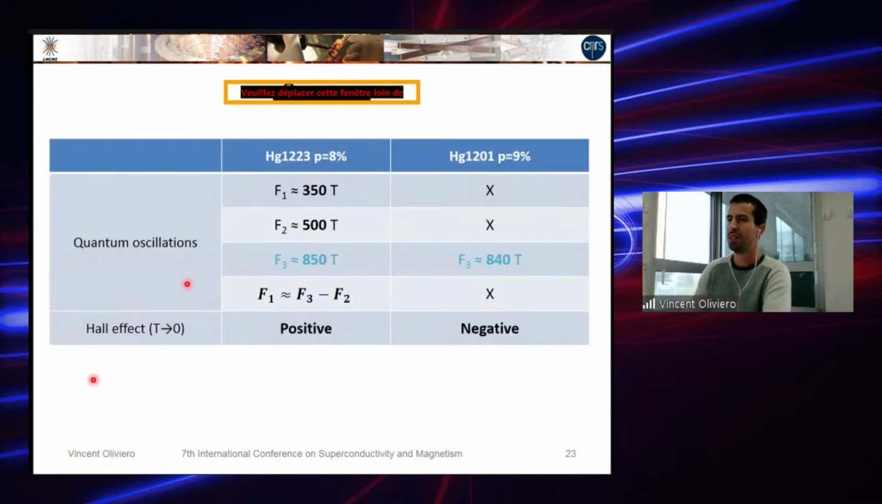So here, I just summarized our data. First for Mercury 3 plane, where we measure 3 main frequencies and a simple relation between those frequencies. We compare it to Mercury 1 plane, where one frequency is the same, F3, but the huge difference is the positive Hall effect in Mercury 3 plane and the negative Hall effect in Mercury 1 plane. So now the goal is to reconcile our data and to try to draw a Fermi surface of our compound.